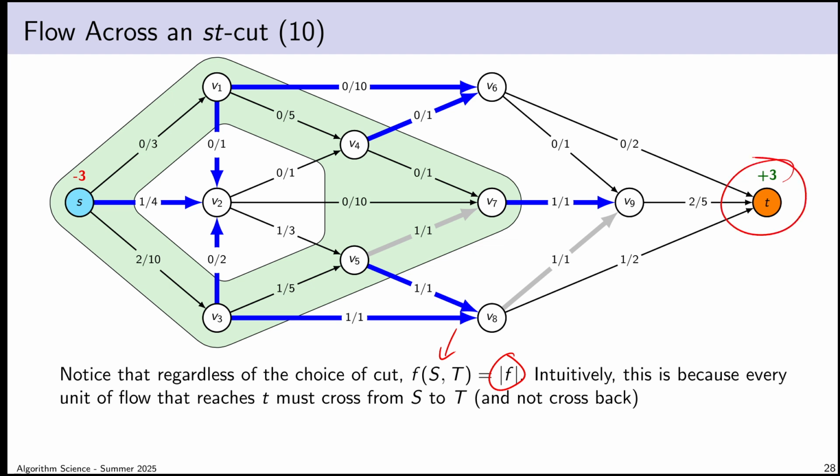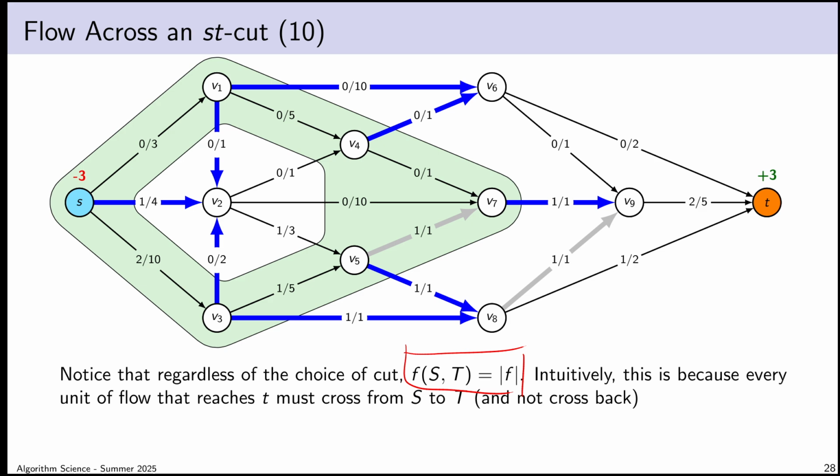Now, we should be careful in general about things like this. Just because I can show you a bunch of examples where something holds doesn't always make it true. I could have rigged the examples, but it actually does turn out that this is true in general. If you choose a valid ST cut and you have a feasible flow, it will always be the case that the flow across the cut equals the global value of the flow.